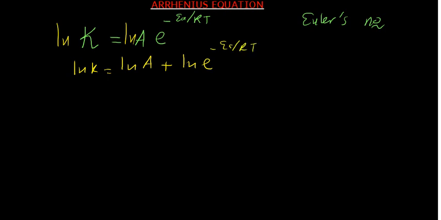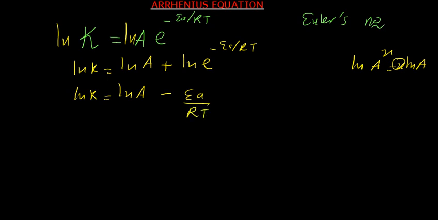Now, according to logarithms, one of the rules of logarithms is if you've got natural log of A to the power x, we can also write it as x natural log of A. So we can actually bring the power down. So this becomes natural log of k is equal to natural log of A, and then if this comes down, that would be a minus activation energy divided by RT, and then natural log of e. Now natural log of e is equal to 1. So this portion is simply a 1.